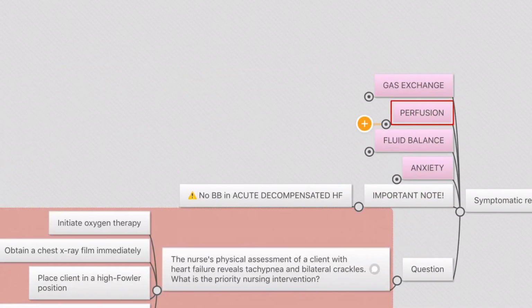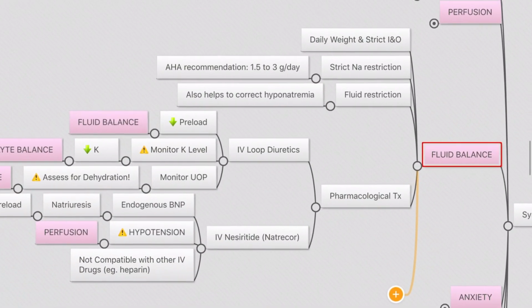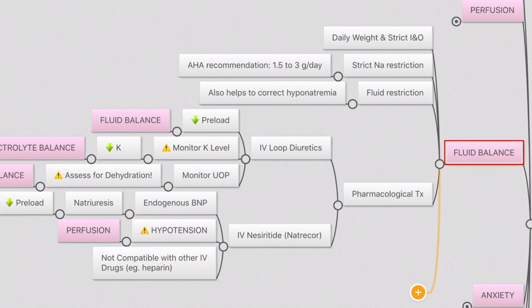Now, what about fluid balance? How can you help these patients with fluid balance? If you administer diuretics, then you want to make sure that you monitor the fluid status. So daily weight is important, and even strict I&Os. Strict sodium restriction, so the patient should be on a low sodium diet. The AHA, the American Heart Association, recommendation of sodium intake will be between 1.5 to 3 liters per day, depending on how severe the heart failure is. Fluid restriction has to be prescribed, so that helps with fluid balance, but it also helps to correct any hyponatremia.